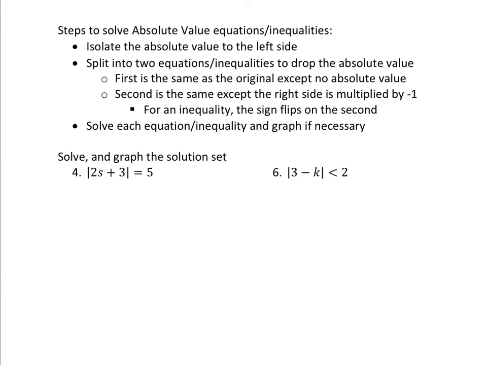And the second one is the same idea, except the number that the absolute value is equal to gets multiplied by -1, or you can think of it as change the sign. For an inequality, on that second inequality that you write, you're going to flip the sign as well. So when you multiply by -1, you'll also flip the sign. And then you just solve each equation or inequality and graph, if that makes sense. Okay, so let's do a couple examples.